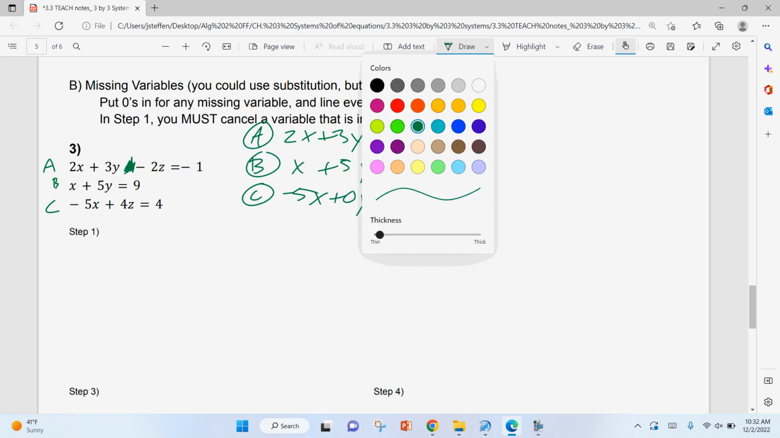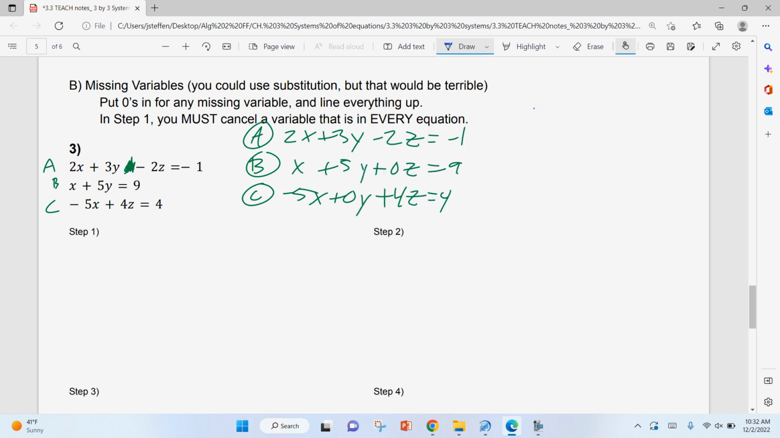I'm going to combine my a and b first to get the x's to cancel. So my a is 2x plus 3y minus 2z is equal to -1. My b, I need to make sure I multiply by -2, not just +2. It's got to be negative so it can cancel out this +2x. So -2 times b is -2x minus 10y. -2 times 0 is just 0, so that doesn't change anything. And -2 times 9 is -18.